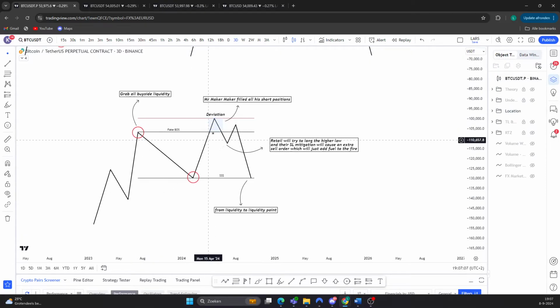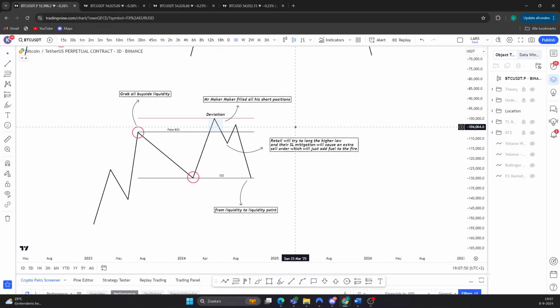Price will go up above our range high, and it will have a double effect. All the buy side liquidity will get taken, making Mr. Market Maker able to fill all his short positions. But at the same time, you have people longing the break of structure, or people trying to long the higher low because they think it's a break of structure, because they don't understand ranges and the DL limit, right? So taking that range high gave Mr. Market Maker the ability to fill all his short positions by taking that buy side liquidity. At the same time, people will try to long the higher low and their stop loss will get hit.